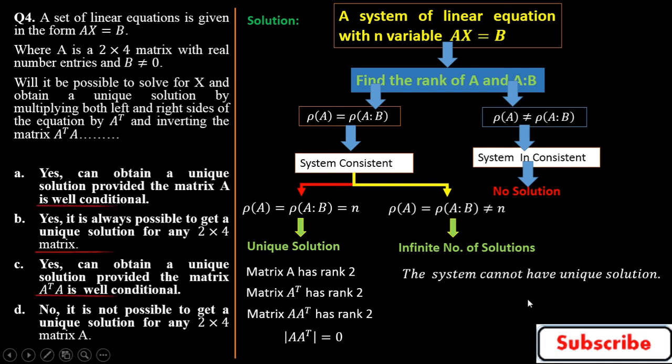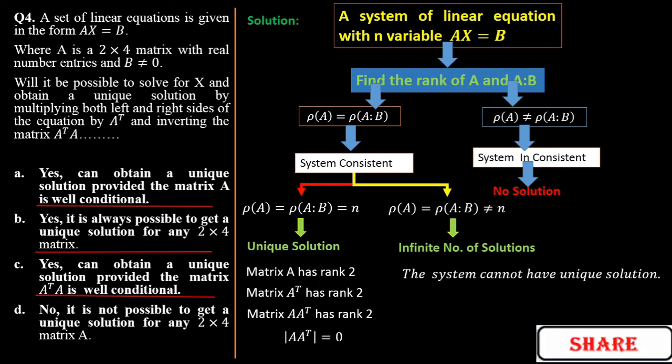So the first three options are not correct. The last option, that no, it is not possible to get a unique solution for any 2 cross 4 matrix A, is the right answer. So your answer is D. I hope that in this question we have not only solved the problem, but also learnt some theoretical part. So your answer is D.